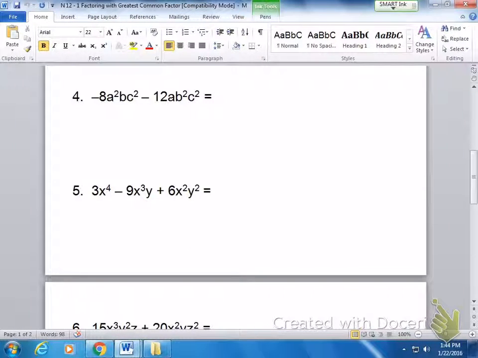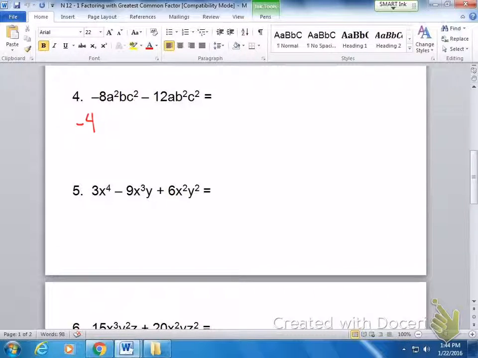Number 4, my numbers are negative 8 and negative 12. Now the first thing I notice is they're both negative, so I'm going to pull out a negative. I have 8 and 12, so let's see, 2, 4, and 8 would work for 8. 2 would work for 12, but so would 4. 8 wouldn't, so I'm going to take out the 4, the biggest one I can.